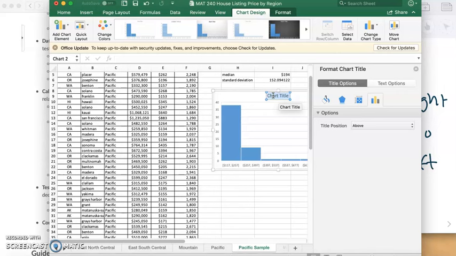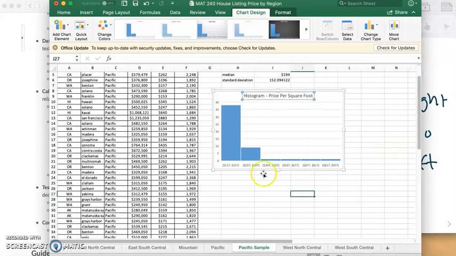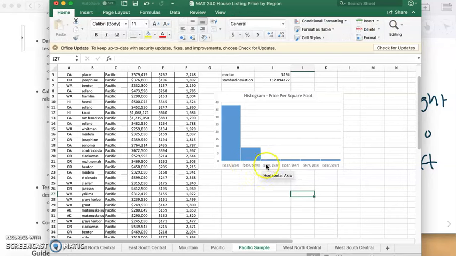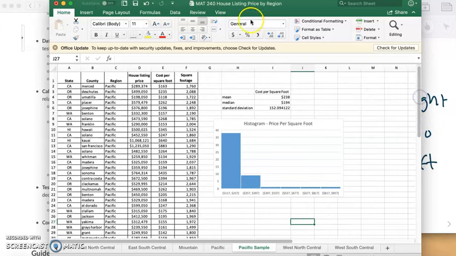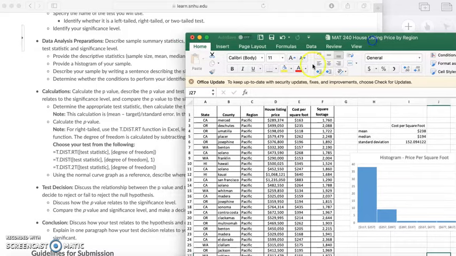Now you should also update this title to say histogram, price per square foot, or something along those lines. And if this is really a problem, you can always change the orientation for the numbers here. This one looks fine, so I'm not too worried about it. So there's our histogram. Now let's go back to our prompt and see what it asked us to talk about with regard to the histogram.